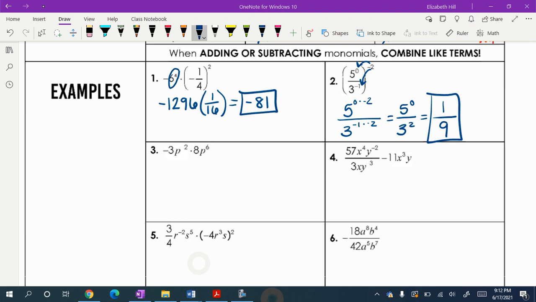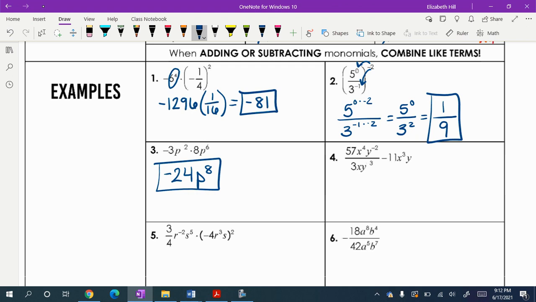All right, number 3, negative 3p squared times 8p to the 6th. First of all, you got those constant terms right there, negative 3 and positive 8. That's going to multiply together to give us negative 24. P squared times p to the 6th, I'm going to add those exponents together, and we get p to the 8th.